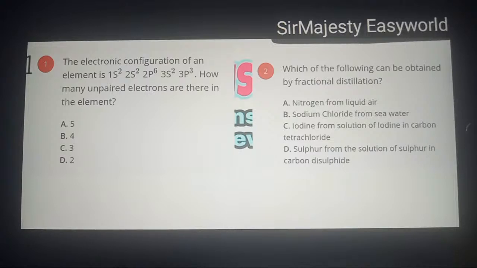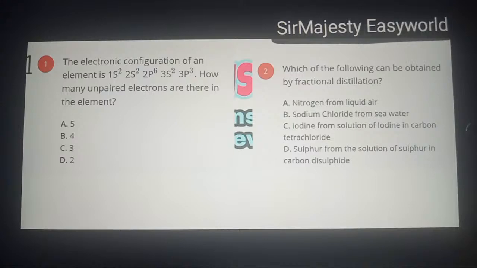The electronic configuration of an element is 1s2, 2s2, 2p6, 3s2, 3p3. How many unpaired electrons are there in the element? Simple, there are 3 unpaired electrons. The answer is C. Then number 2 says, which of the following can be obtained by fractional distillation?